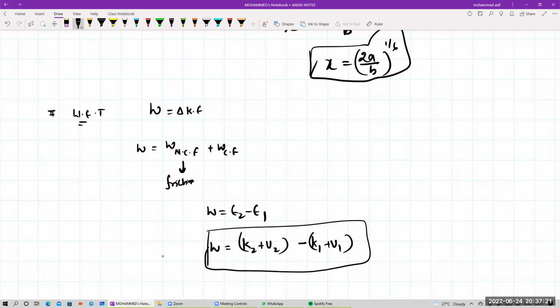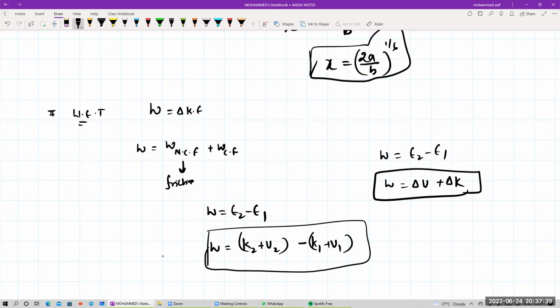Yes, sir. That means work done will be equal to E2 minus E1. I can write this one. From this I can write delta U plus delta K for any particle. In non-conservative forces, whenever you're doing the problems, you can directly use this method to do the numericals and solve the problems related to this.